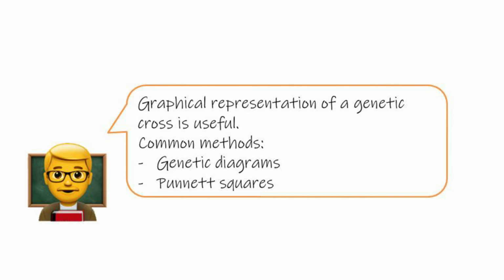The graphical representation of a genetic cross is often useful when solving genetic problems. There are 2 common methods, namely genetic diagrams and Punnett squares. They are used to show how gametes from the parents may combine to produce offspring.